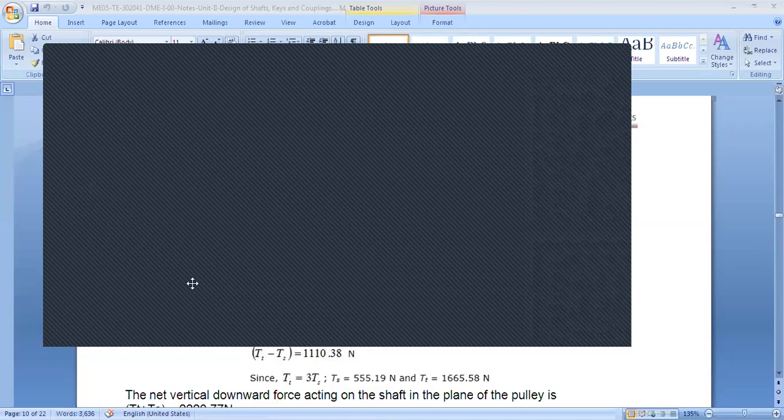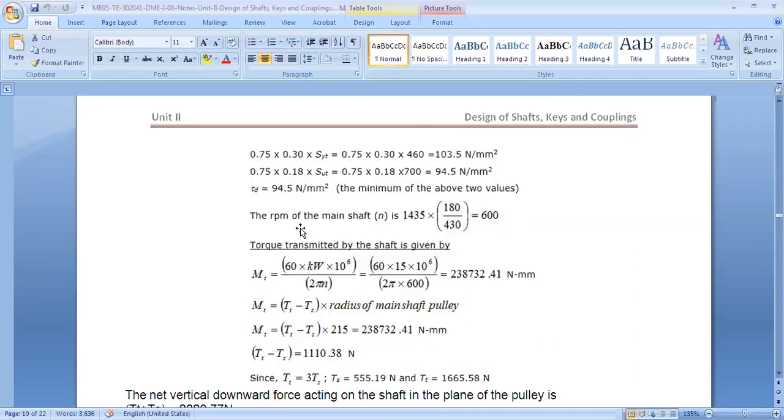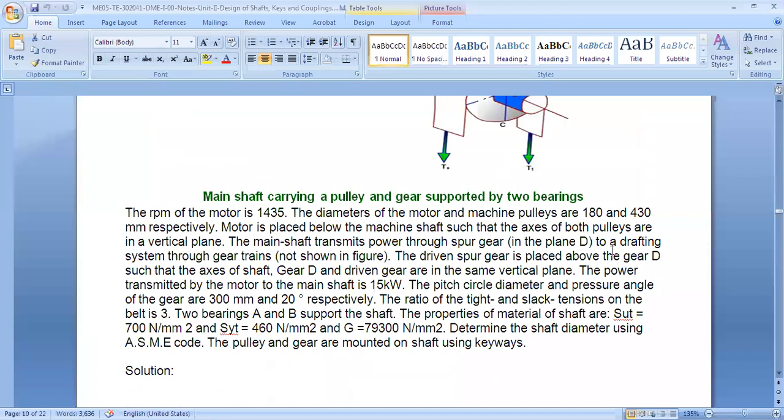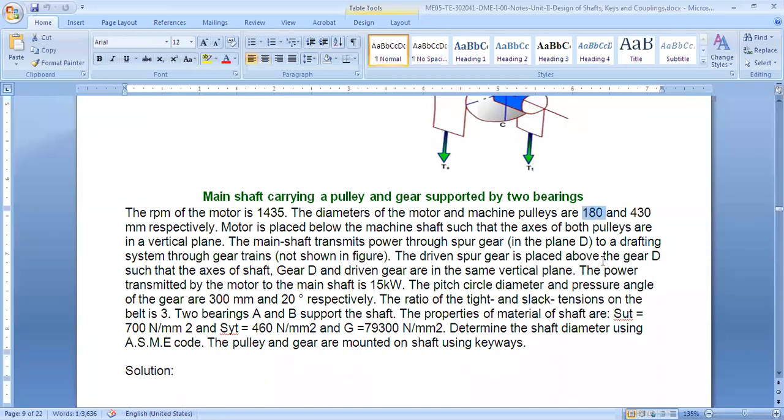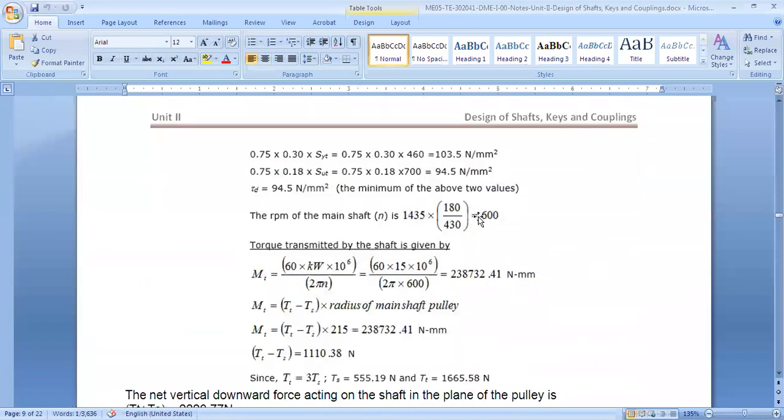Where was I? Okay, so now the RPM of the shaft is given as 1435. As I said, if we know the diameters of the pulley and the motor, then we can find out the RPM. Using this equation, 1435 multiplied by 180 over 430. 180 is the diameter of the motor and 430 is the diameter of the pulley. So using that ratio, we can find out the RPM of the shaft as 600.